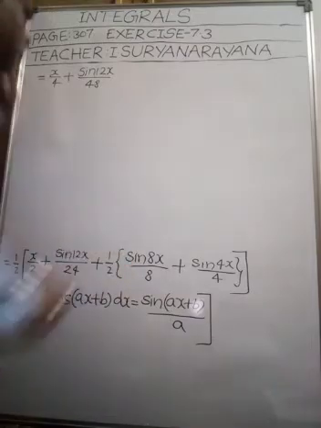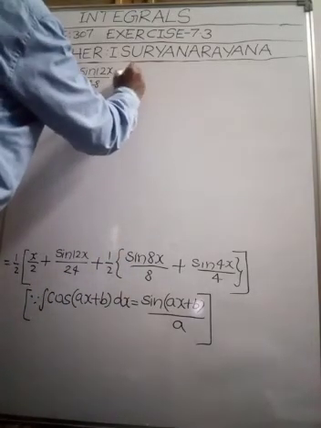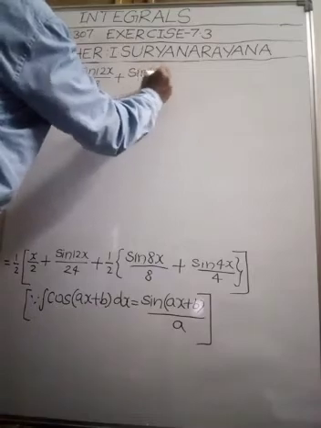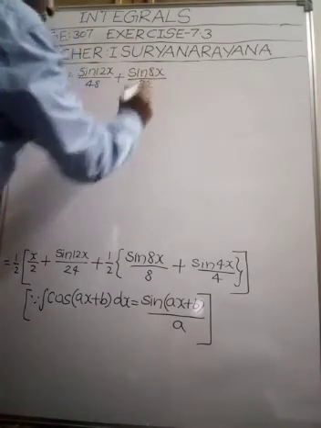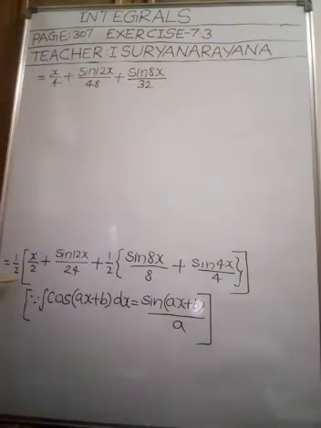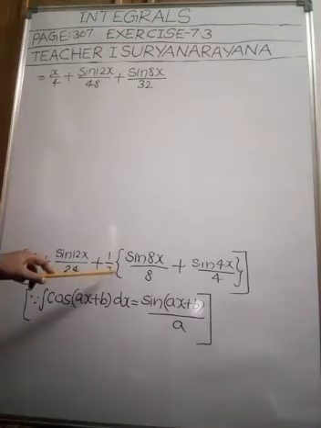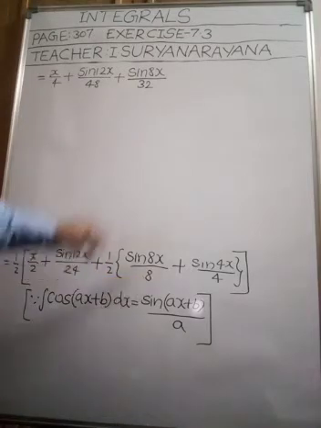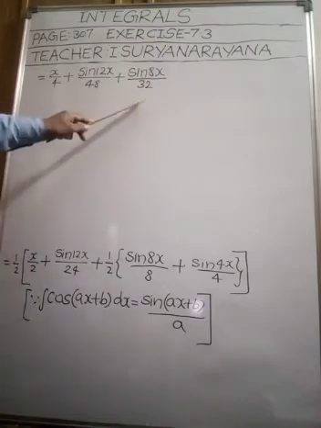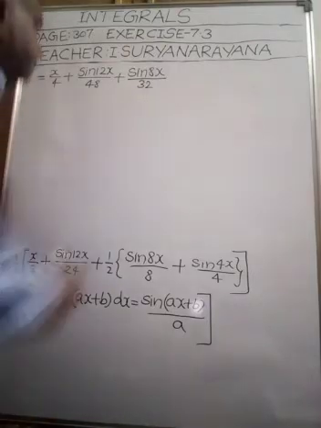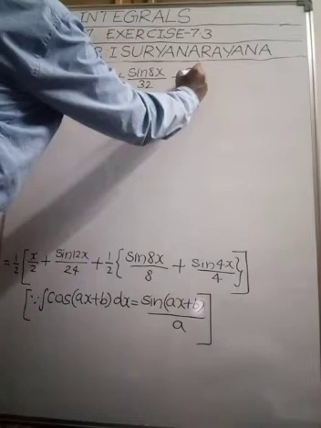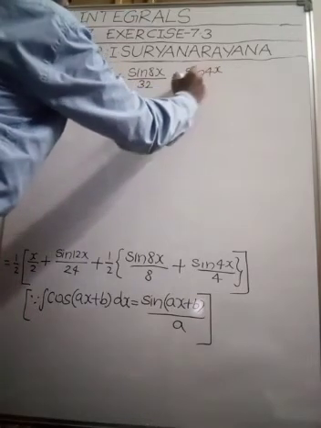Okay, my children. So plus sin 8x by 8 fours. 1 by 2 into 1 by 2, what will you get? 1 by 4. So 1 by 4, 4 eights are 32. Understood this step, my children? Right. Plus sin 4x by 16.